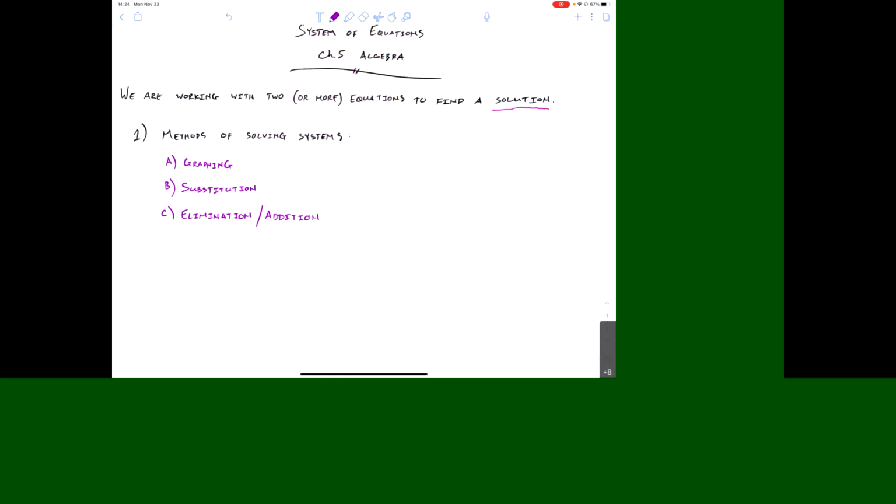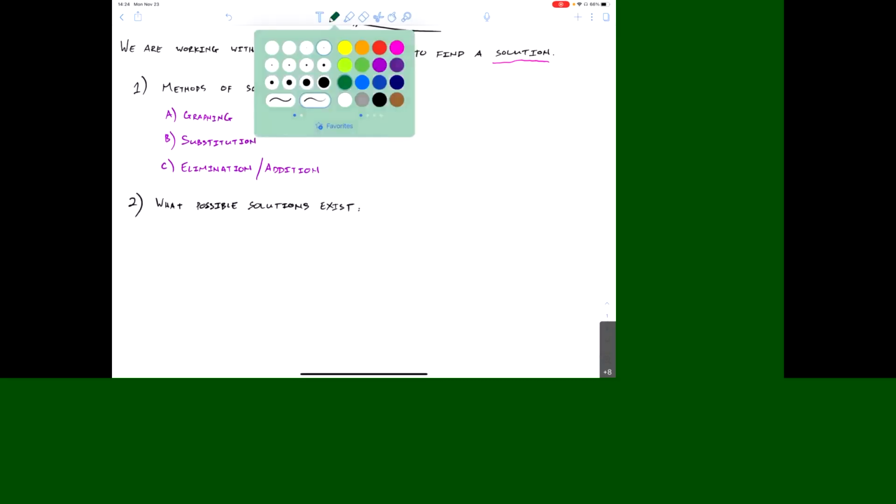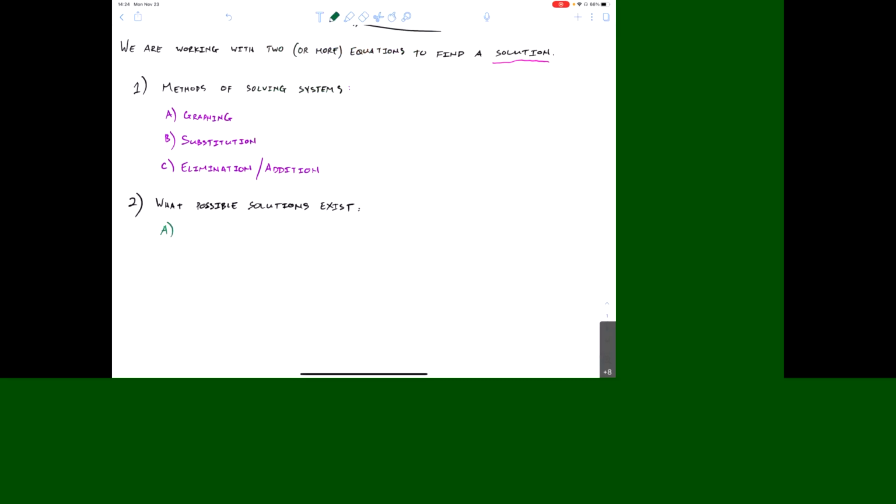And from those three methods, here's the second thing we're going to talk about. We're going to talk about what possible solutions exist. And what are those solutions? Well, there can be one unique solution.